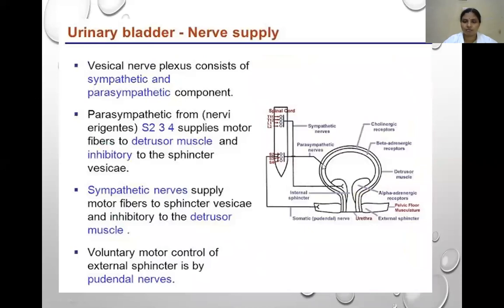Then the nerve supply. The nerve supply is derived from the pelvic plexus, containing both sympathetic and parasympathetic fibers. The parasympathetic fibers are derived from S2, S3, S4. They supply the detrusor muscle and are inhibitory to the sphincter vesicae. Whereas the sympathetic nerves are inhibitory to the detrusor muscle. Then voluntary motor control of the external sphincter is by the pudendal nerves. The internal urethral sphincter is involuntary.